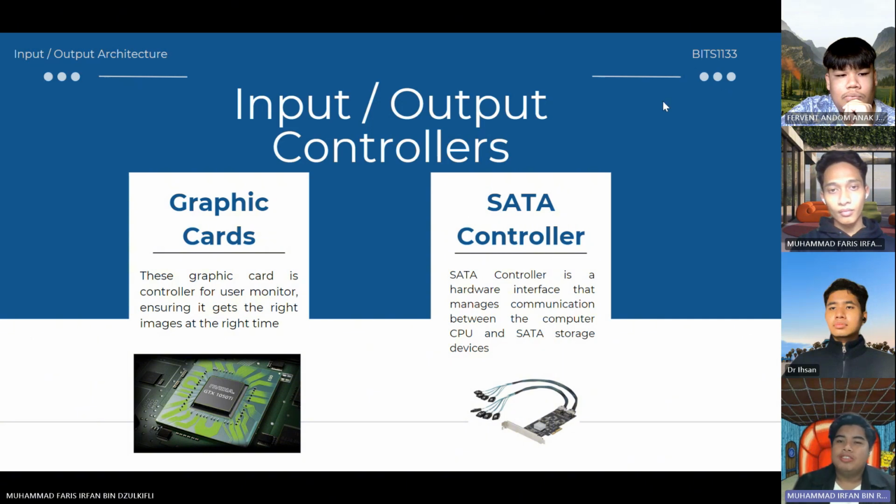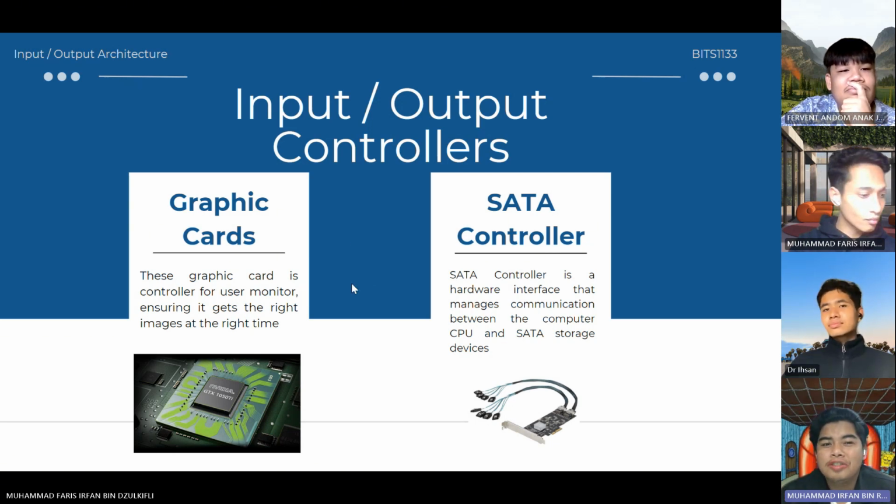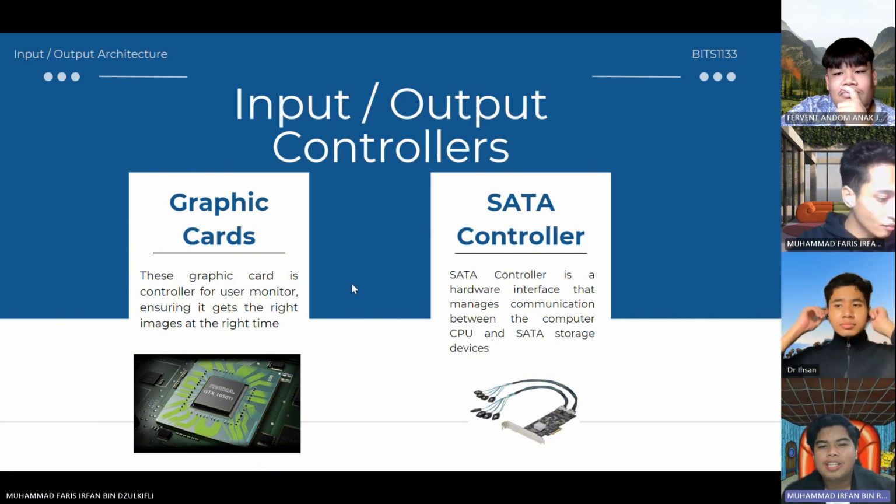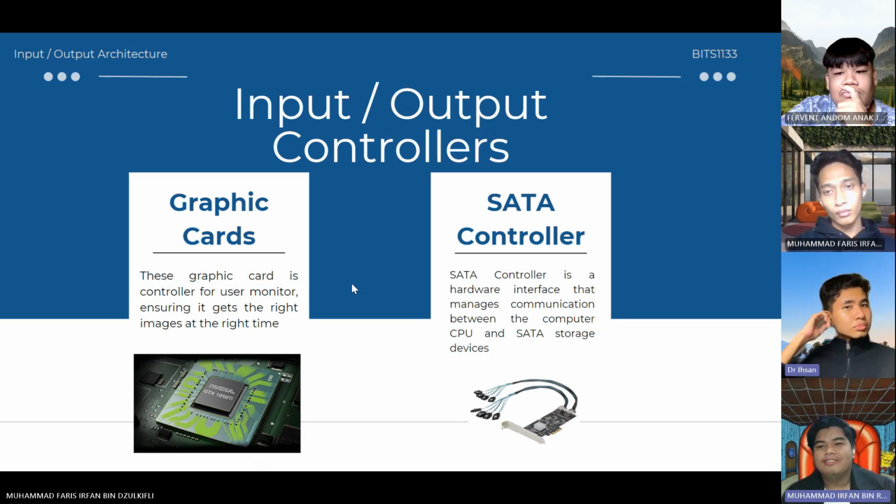So the graphic card is basically used for when you are playing games. Of course, you want to get good graphics, right? That is what it is for. The SATA is for transferring data. Of course, you want to transfer data smoothly without any trouble, correct? Okay, let's move into the next slide.